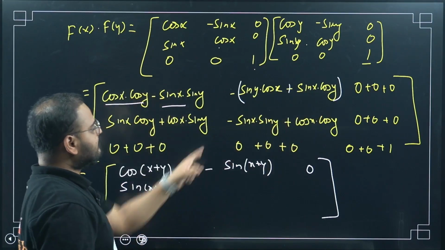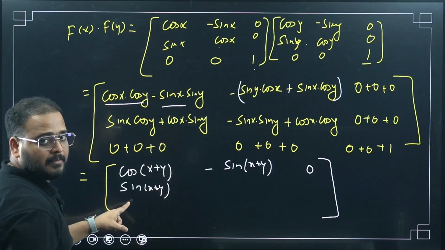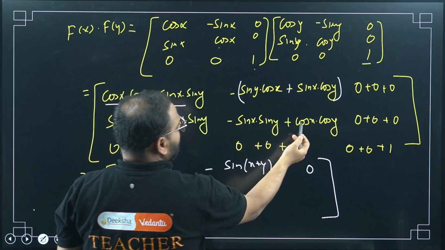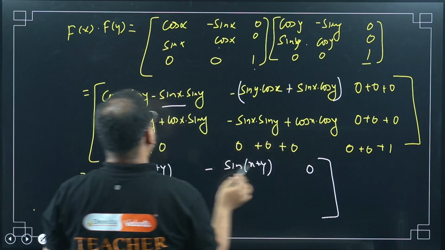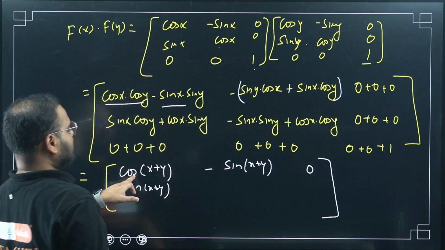So I have replaced the same thing without the negative. There is no minus sign here, so I have not written a minus sign. Okay. Now here, same thing. Check here: cos x cos y, cos x cos y, sin x sin y. Same thing. What is the value? Cos of x plus y.